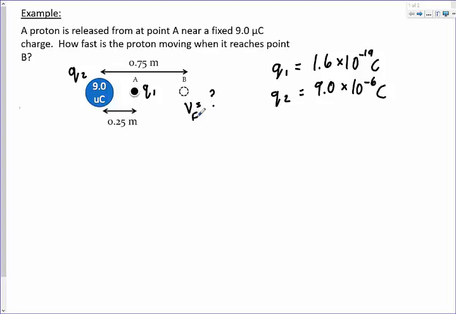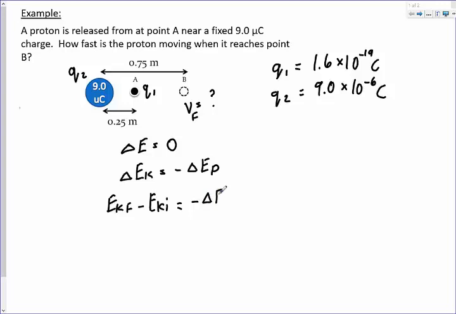Okay, so what we have to note here is once we have the two particles, as that particle moves from point A to point B, its change in energy is going to equal 0. That tells us that the change in the kinetic energy is going to equal the negative change in the potential energy. Well, kinetic energy is EK final minus EK initial, but this is actually going to be the change in electric potential energy.